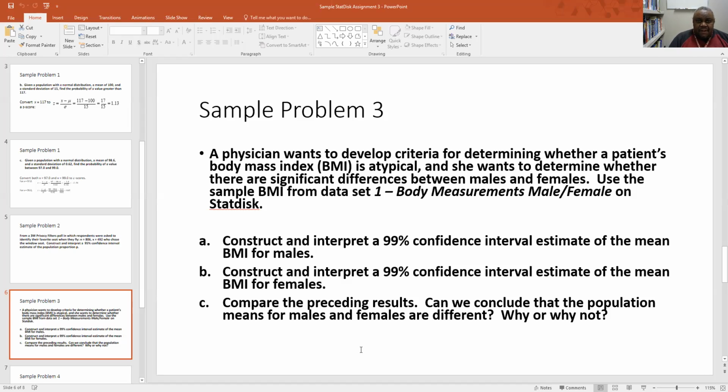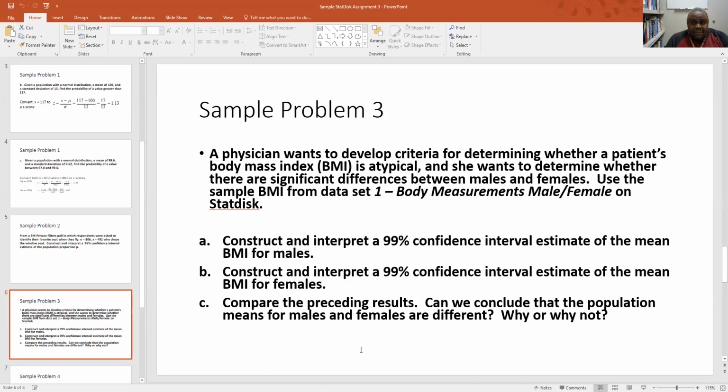It says here, a physician wants to develop criteria for determining whether a patient's body mass index or BMI is atypical, and she wants to determine whether there are significant differences between males and females. Use the sample BMI data set number 1, which is body measurements for male and female on StatDisk. That's where it's located. And you will answer these three questions.